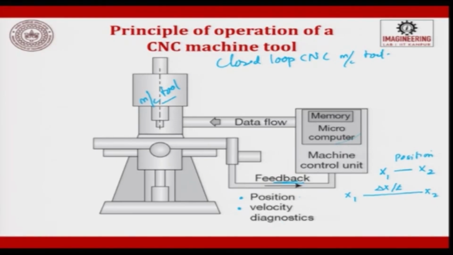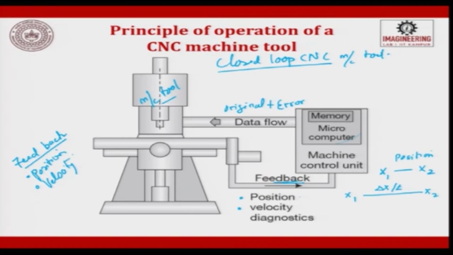These two things are used as feedback diagnostic information, which is fed back into the machine control unit. Then it is subtracted from the signal whatever was given. So, it is the original signal, and if there is an error, then an error signal is added and given to the machine tool, such that we try to produce the part to the exact requirement. So, the feedback information is going to be position and velocity, because velocity talks in terms of relative. Position and velocity are the two feedbacks which are taken from the machine and given to the controller.